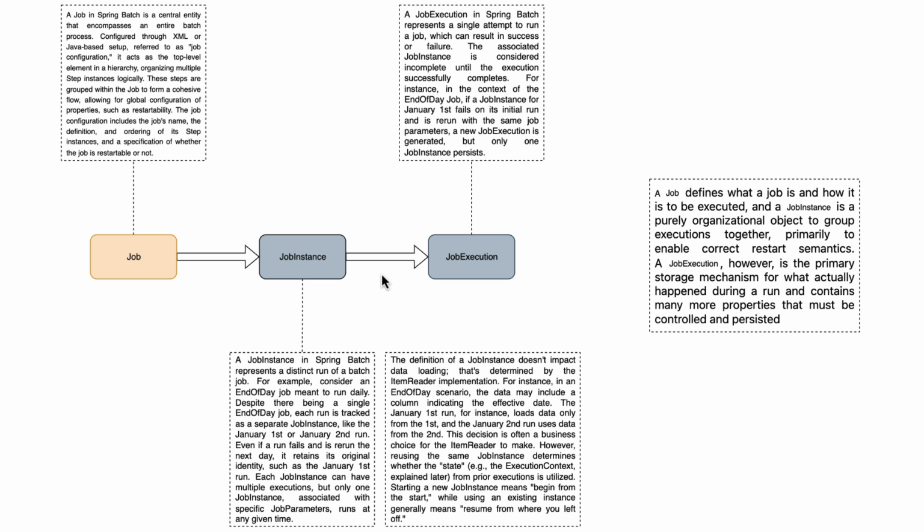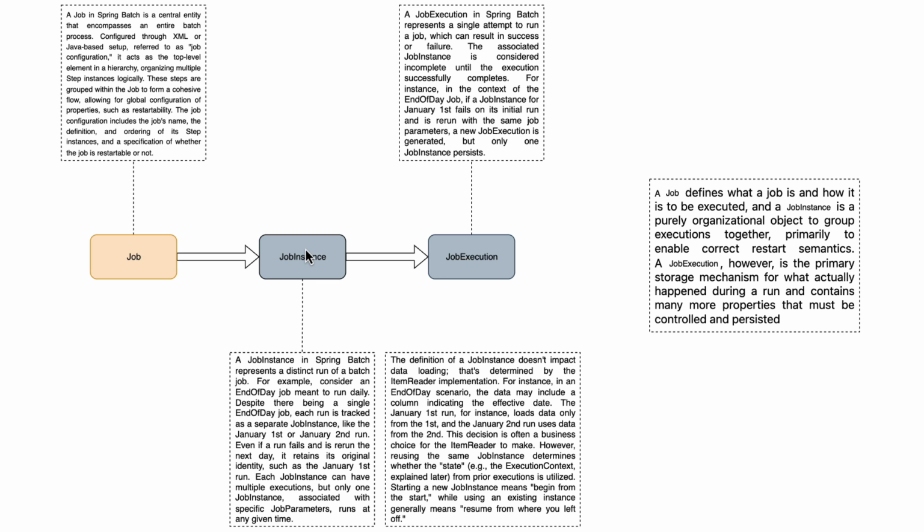And then after the job instance, we have a job execution. A job execution in Spring Batch represents a single attempt to run a job, which can result in success or failure. The associated job instance is considered incomplete until the execution successfully completes. For instance, in the context of the end-of-day job, if the job instance for January 1st fails on its initial run and is rerun with the same job parameters, a new job execution is generated, but only one job instance persists.